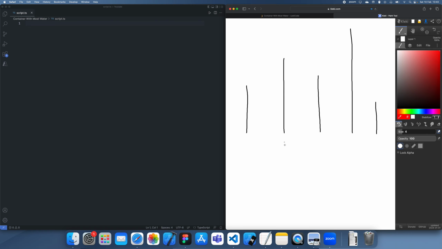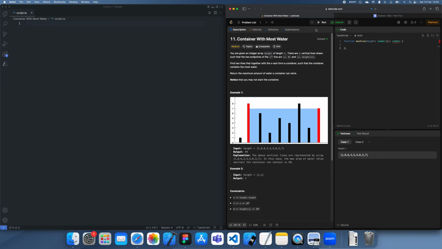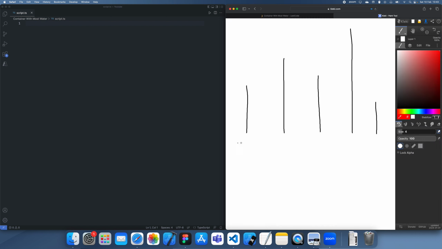Alright, so the basic idea for this problem is we need to use 2 pointers, one at the start and one at the end. And these are just going to iterate until we can get the container with the most water. So these are going to iterate through all possible candidates for the greatest water, and we're just going to return the greatest water we get.